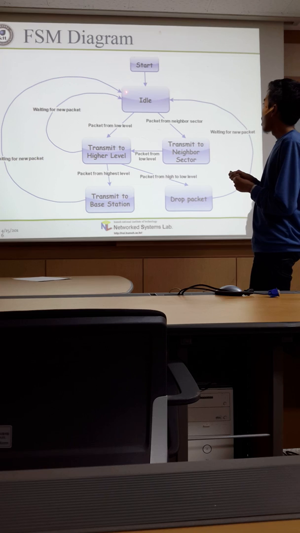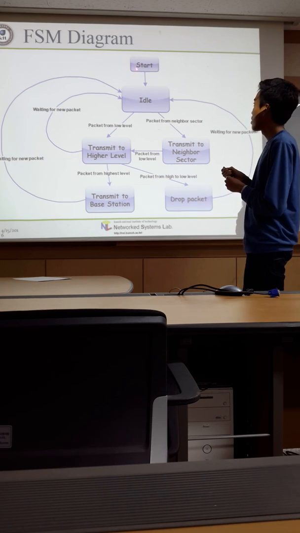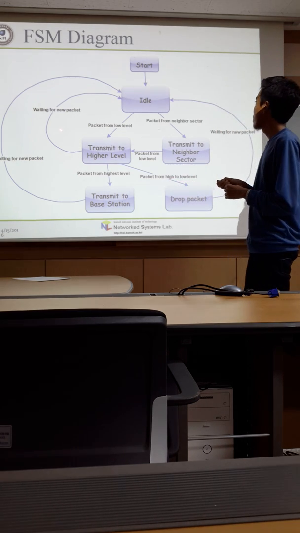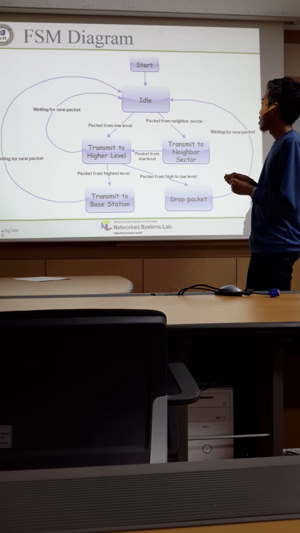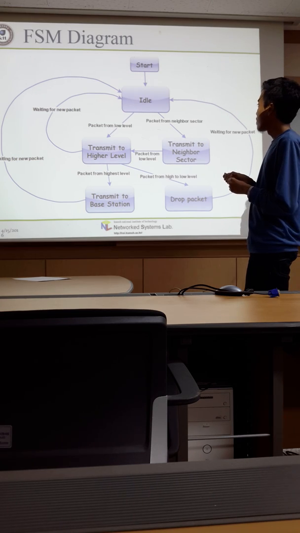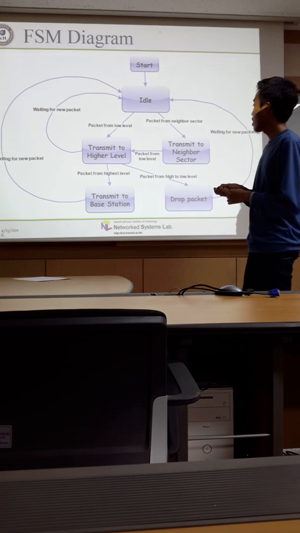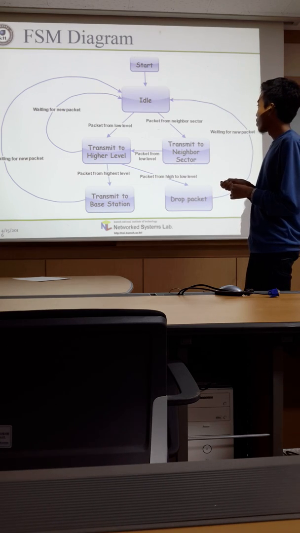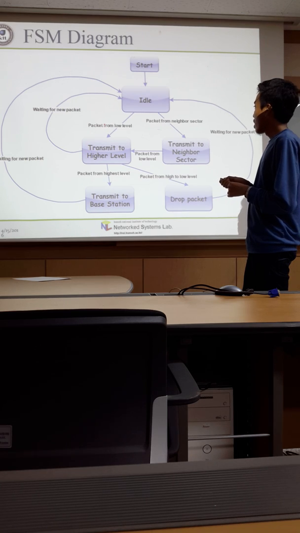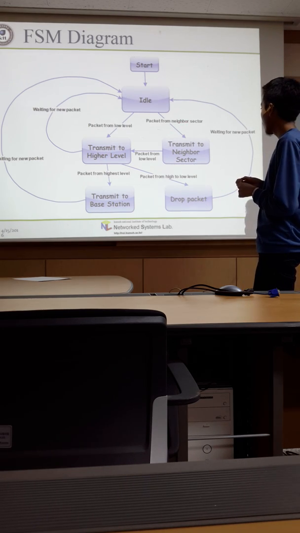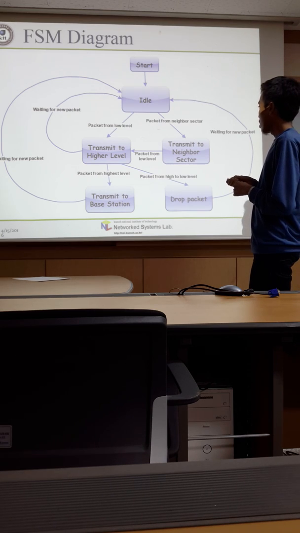First, every sensor will start here. Start means to be ready to send the signal, and then next, the sensor will be in the idle state. Idle state means the sensor is still ready to send the data, and if signal data has to be transmitted, it will check if the packet is from a low level, and then it will transmit to a higher level, or if it is from a neighbor sector, it will transmit to the neighbor sector.